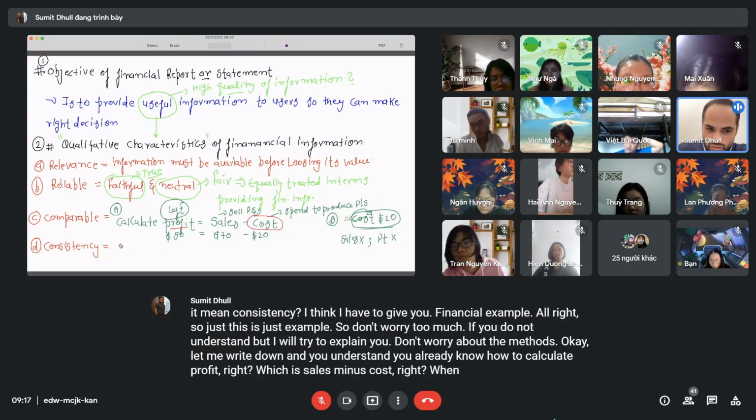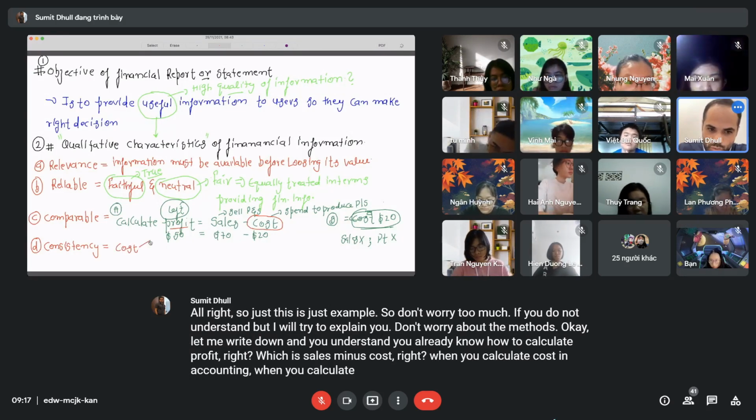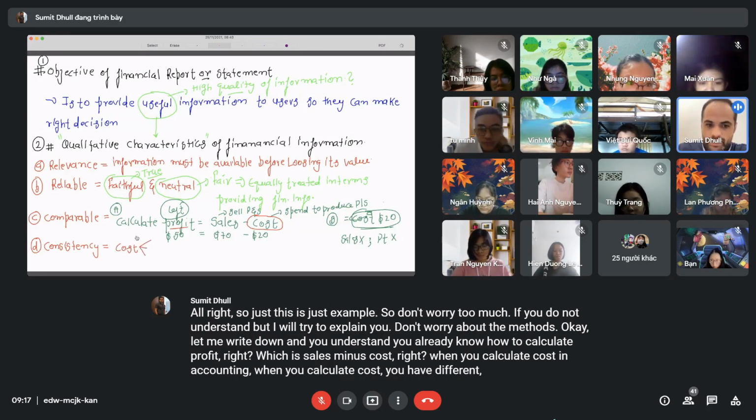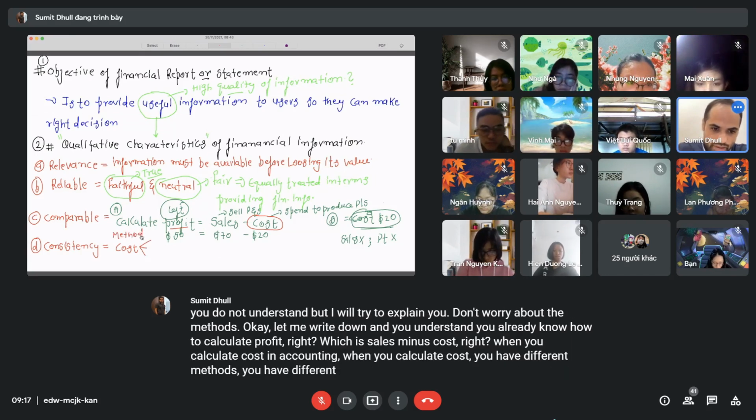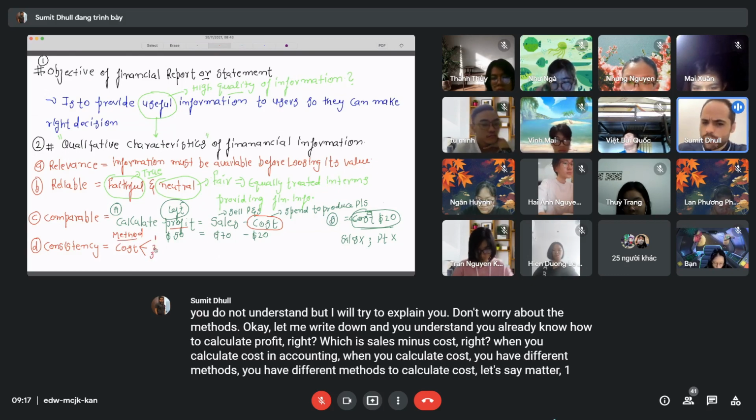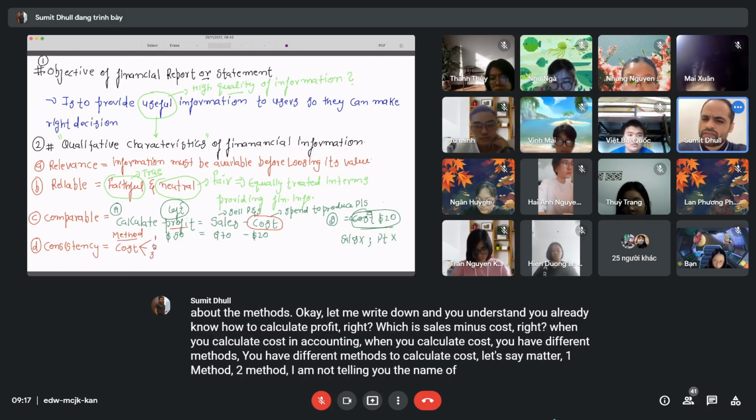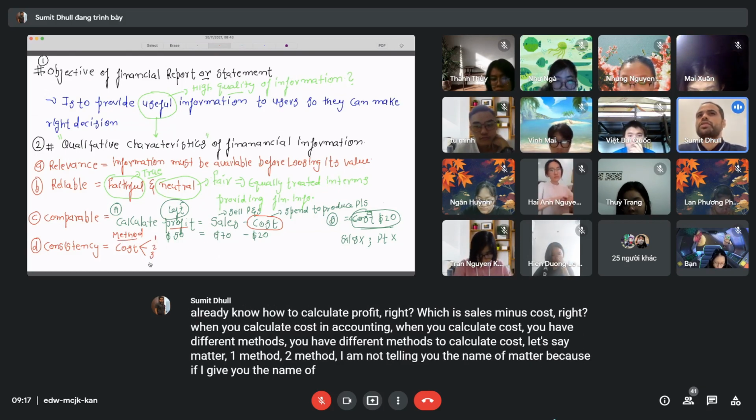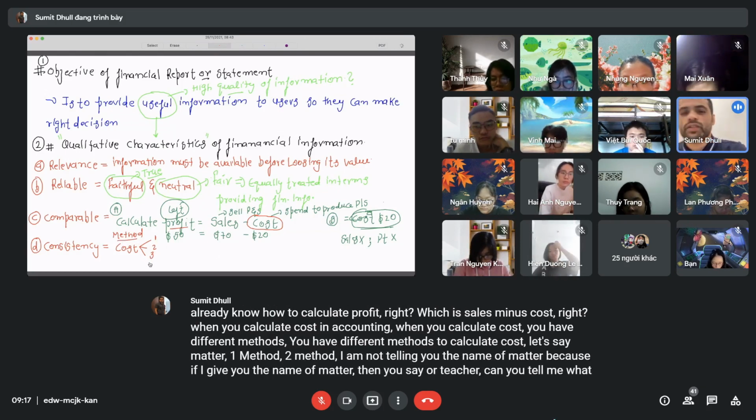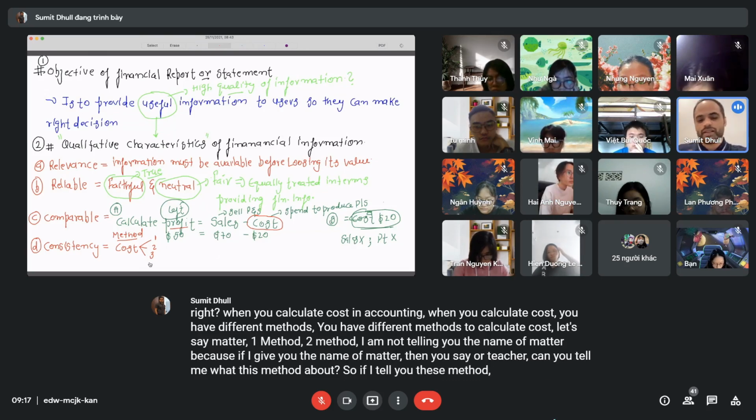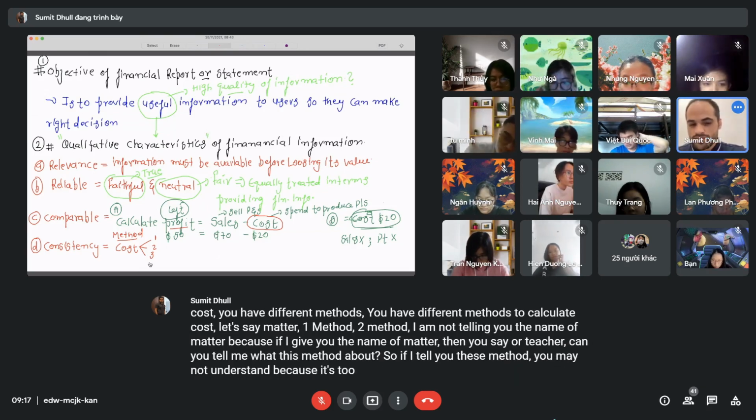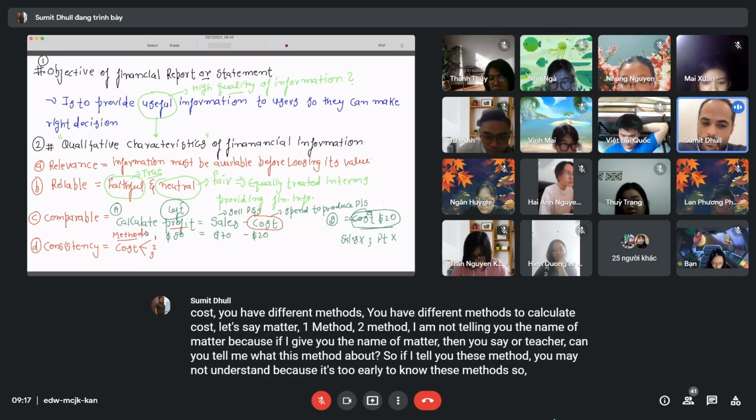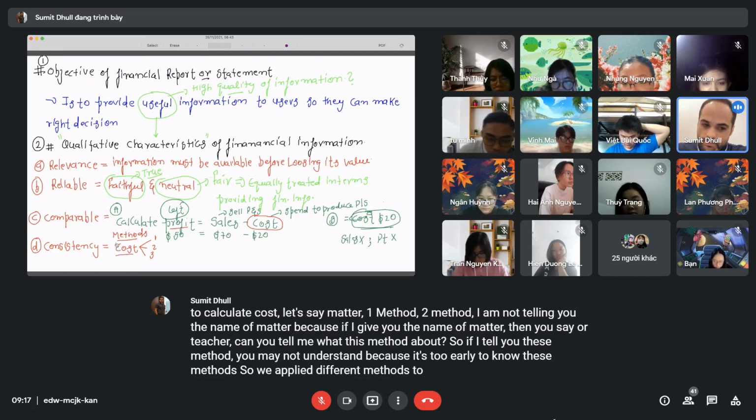When you calculate cost in accounting, you have different methods to calculate cost. Let's say method 1, method 2, method 3. I am not telling you the name of the method, because if I give you the name, then you say, oh teacher, can you tell me what this method is about? You may not understand because it's too early to know these methods. So we apply different methods to calculate cost.